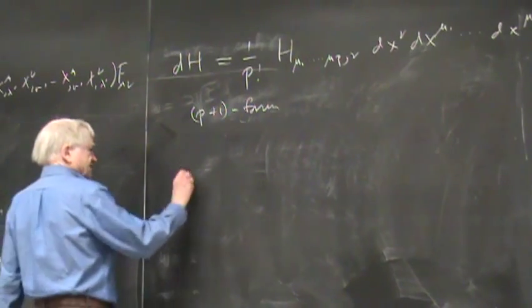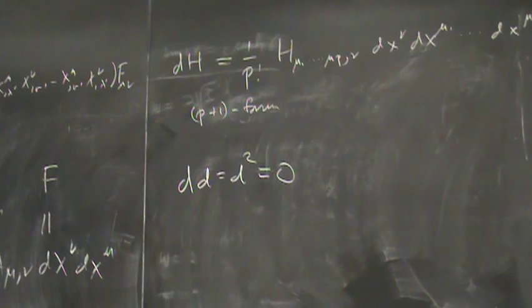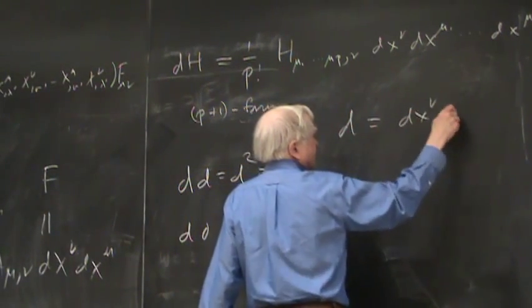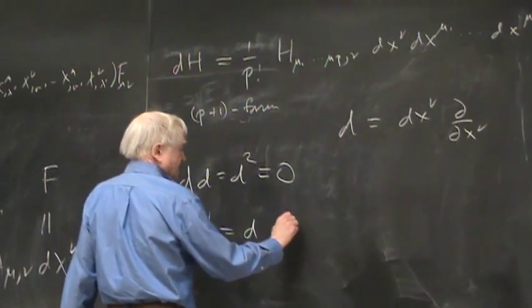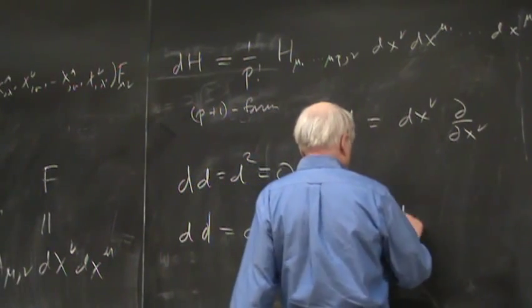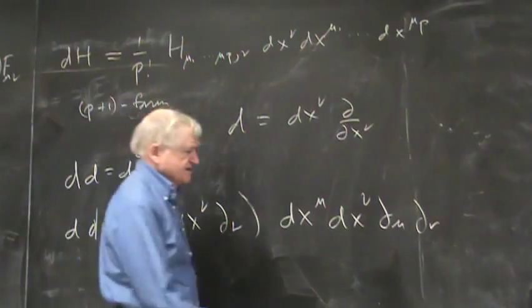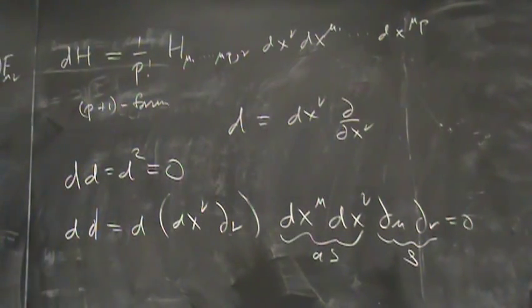All right, one of the important rules is that dd, or d squared, is just identically 0. The way to see that, I'm going to skip some of this. The way to see that is, first of all, what is d? d, of course, is dx nu, d by dx nu. So dd is d on dx nu, let us just call it d nu. And this thing is going to be dx mu, dx nu, d mu, d nu. Okay? And the thing is that this is symmetric, and this is anti-symmetric, so it's 0. So d squared is 0.